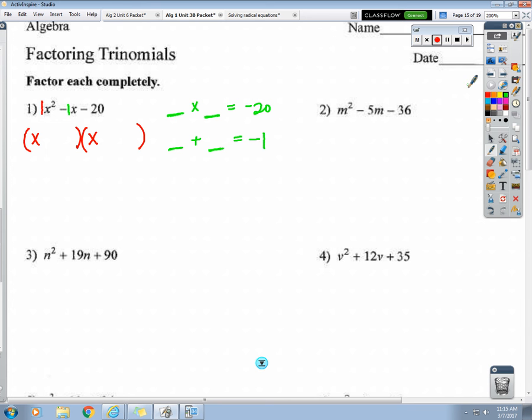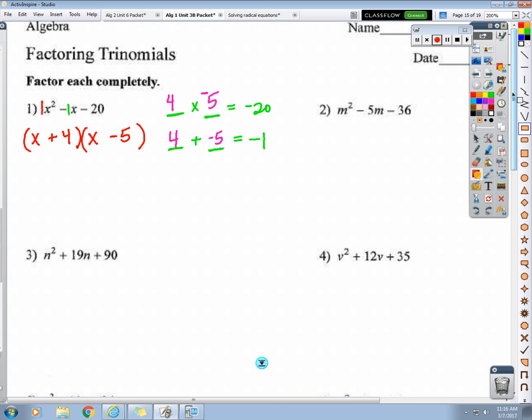So, what are some numbers that multiply to just 20? Are 4 and 5 going to be able to give you a 1? Yes. What would give you a negative 1? Right, a 4 and a negative 5 would give you a negative 1, and would a 4 and a negative 5 multiply to a negative 20? So your answer is x plus 4, because we needed a positive 4, and x minus 5. Okay, and that is the answer to this problem.